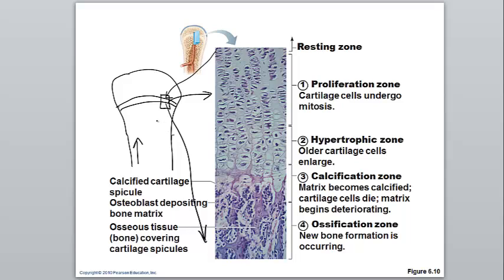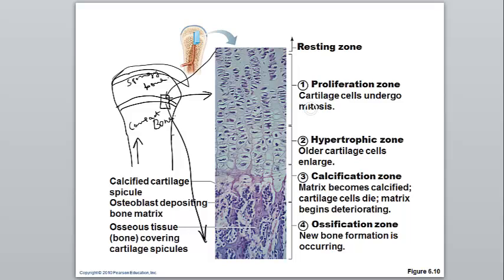So the bottommost is closer to the bone. Okay, this will be the compact bone on this side, and this will be the spongy bone on this side. So this basically is what has been depicted in this area. So the topmost area, closer to the spongy bone or closer to your joint over here, is the resting zone.